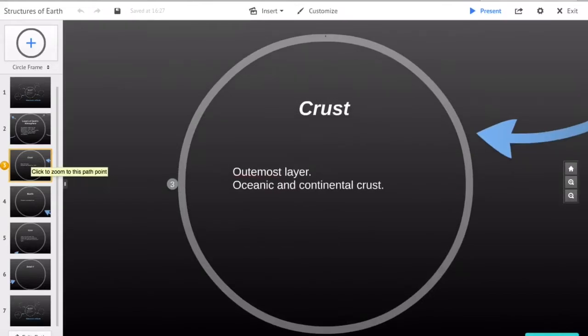We also would like to be familiar with crust, mantle, outer core, and inner core. The crust is the outermost layer. There is oceanic crust, which is thinner, and continental crust, which is thicker.